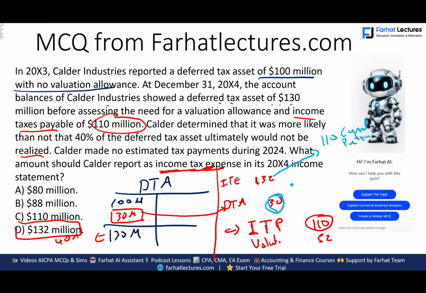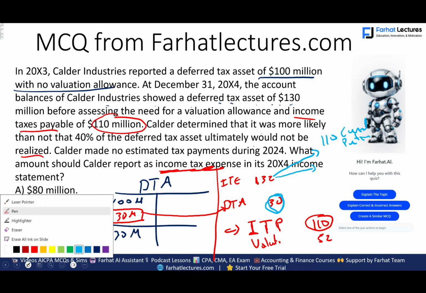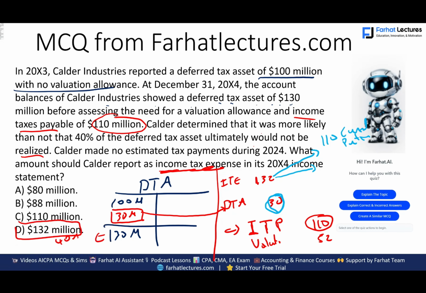What did the DTA of 30 do? The DTA of 30 reduced my income tax expense. I'm going to make this in a different color. Reduced it by 30. So 110 minus 30 equals 80 so far. Then I went back and increased my income tax expense when I booked the valuation. Then plus 52 will give me income tax expense of 132.